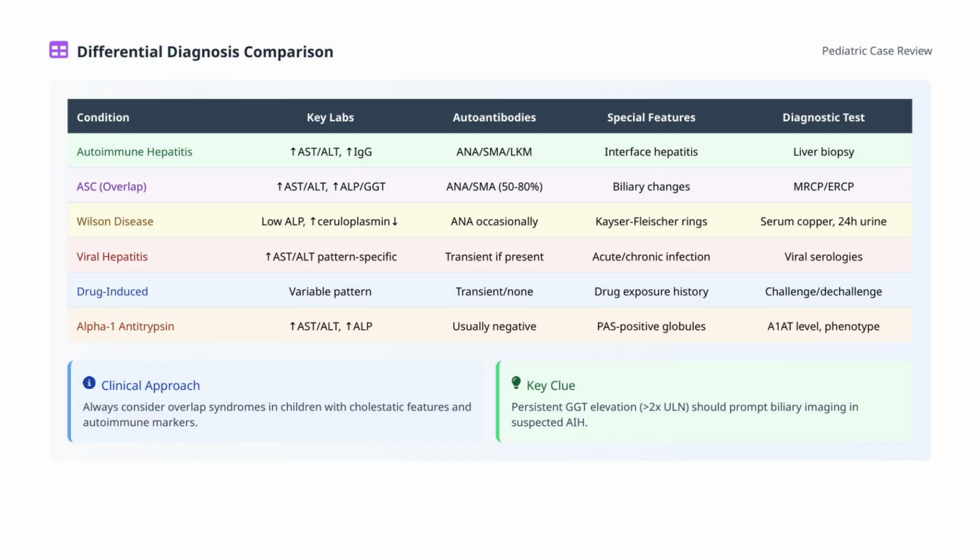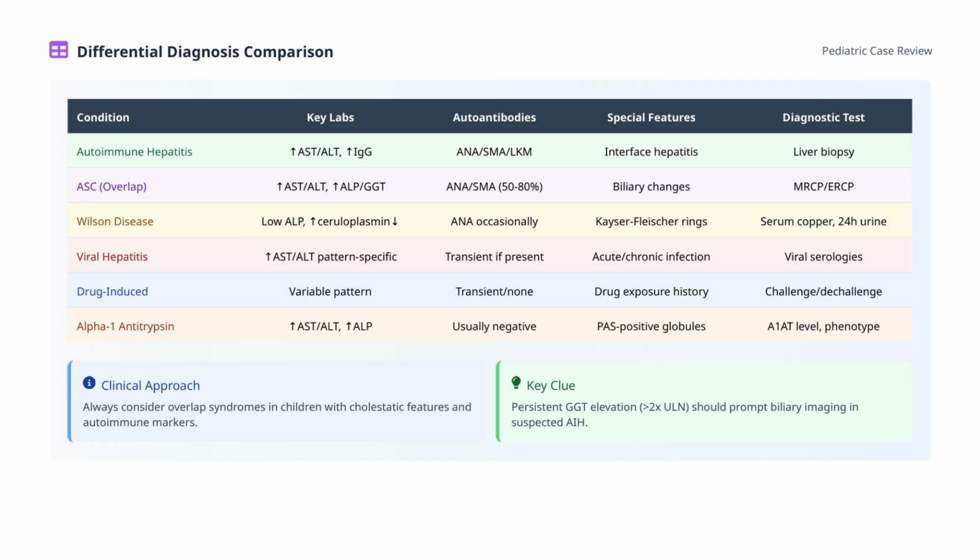This table compares autoimmune hepatitis with key differential diagnoses. While Wilson disease can present with autoimmunity, it typically shows low alkaline phosphatase, Kayser-Fleischer rings, and low ceruloplasmin. Drug-induced liver injury may produce autoantibodies, but typically resolves with drug withdrawal.